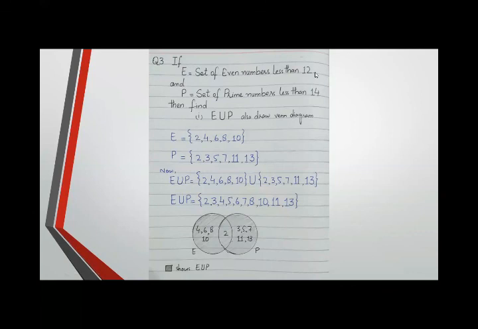So students, as you see, if the set is given in descriptive form, how do we write this set? Okay, there is a set E equals the set of even numbers less than 12. And we have a set P equals the set of prime numbers less than 14. Then we find E union P. Also draw the Venn diagram. Now students, firstly we convert this descriptive form into tabular form.